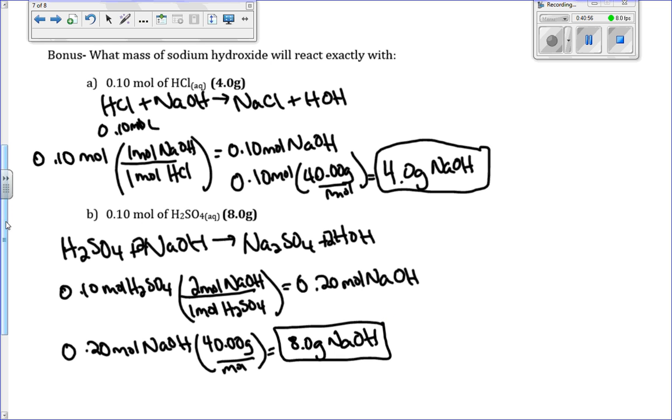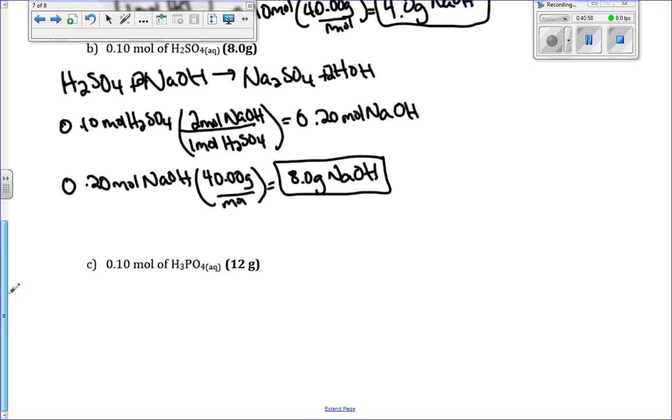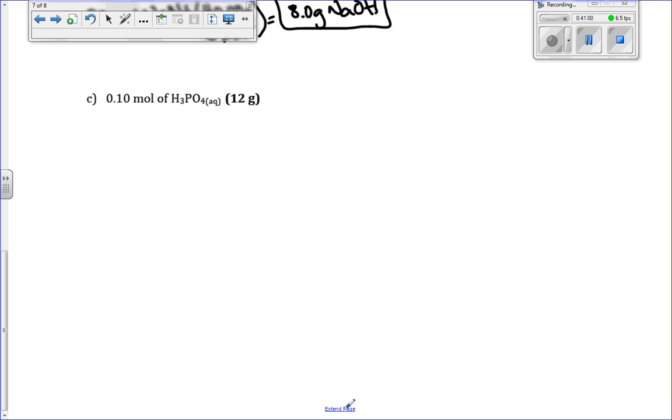Okay, is C on this page? It is. First step, balanced reaction. Here we go. As you can see, I've gotten lazy and I'm not writing in my states, but you will not be lazy. You will pursue through this and continue to write states.